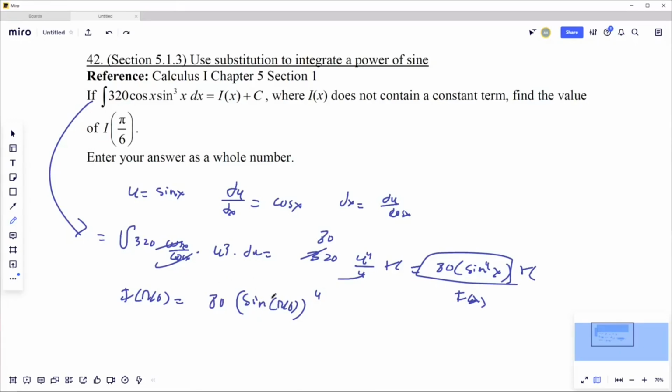Sine of pi over 6, if you know it mentally, it's half. So it's 2 to the power 4, which is 16, so 1 over 16. But we can double check. Sine of pi over 6 gives you half. This to the power of 4 gives you again 1 over 16, just like I said. Times 80, you get 5, and that's your final answer.